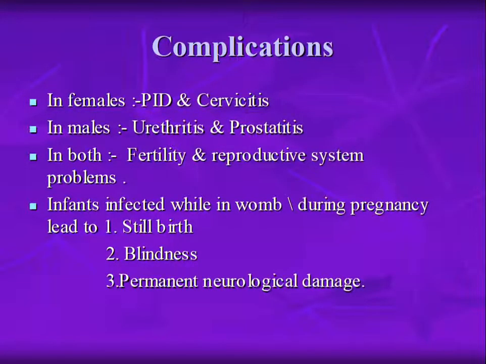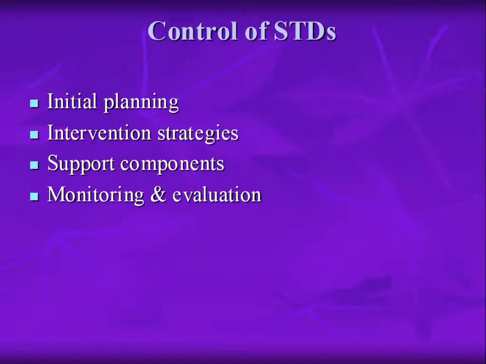In complications, in females there are pelvic inflammatory disease and cervicitis, and in males urethritis and prostatitis, and in both there may be fertility or reproductive system problems, including infertility. Infants infected in the womb or during pregnancy may have stillbirths, conjunctivitis leading to blindness, and permanent neurological damage.